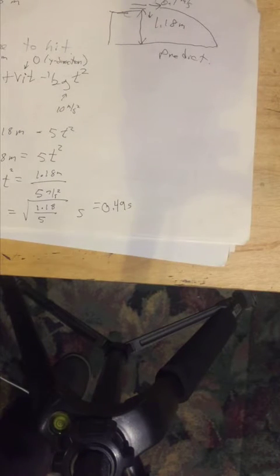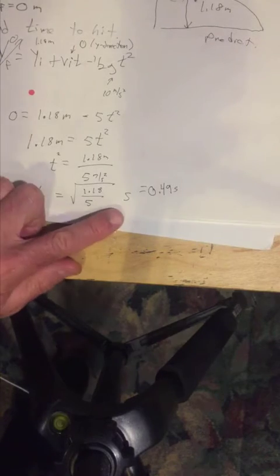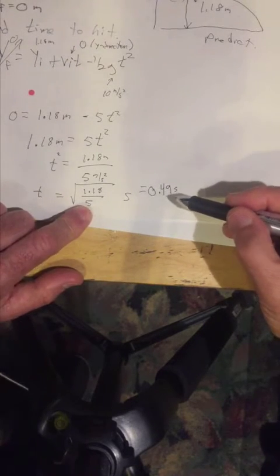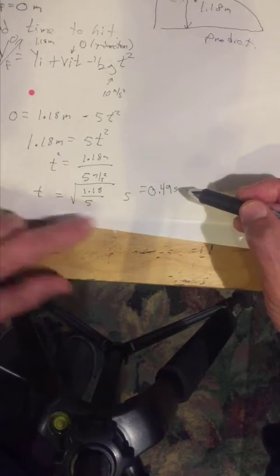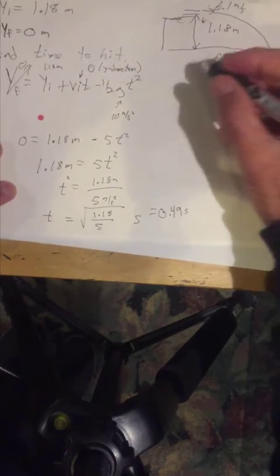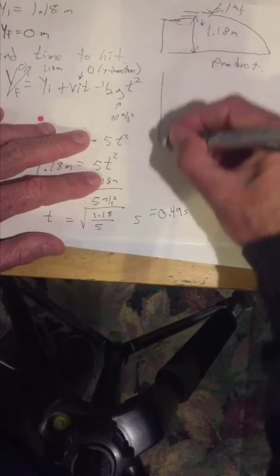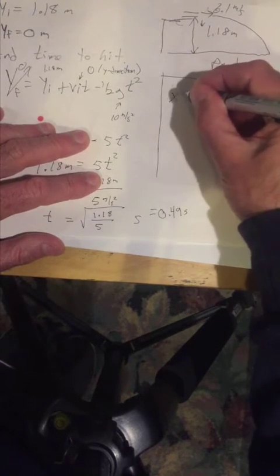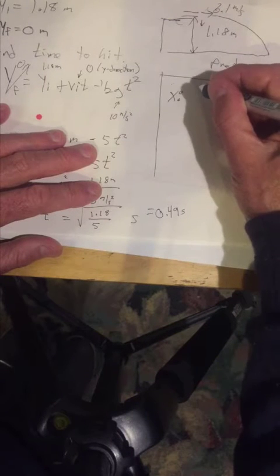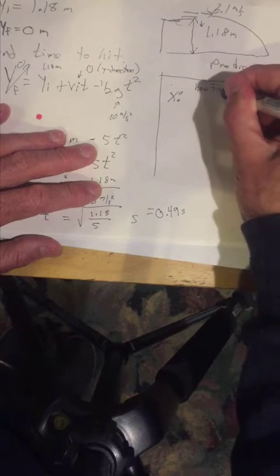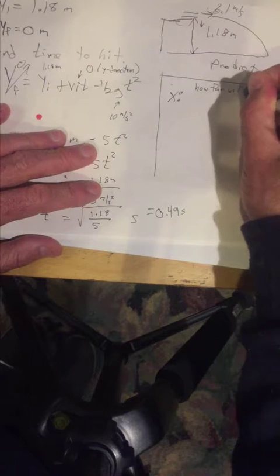All right, so we calculated that it's going to take the square root of 1.18 divided by 5, or 0.49 seconds, for the ball to hit. This is the yellow ball. And now I'm going to look at the x direction. We just looked at the y direction. That told us how long it's going to take to hit. The x direction is going to tell us how far until it hits. How far will it go?